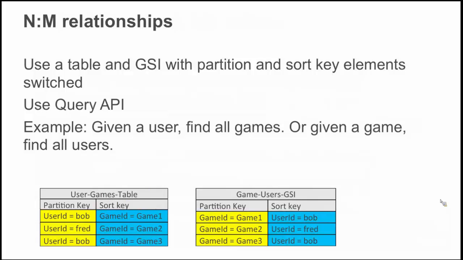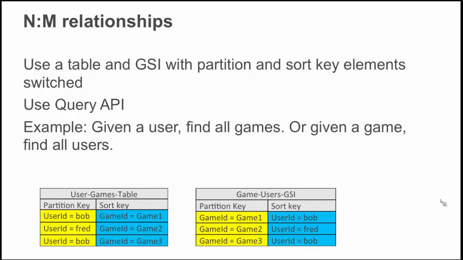And so two queries might be: for any particular user, find the games that they play; and for games that are being played, find all the users. Then you would structure that this way. I might have a user games table with a partition key on the left, the user ID, and a sort key. I'll create an item for every game the user plays that has the game ID.